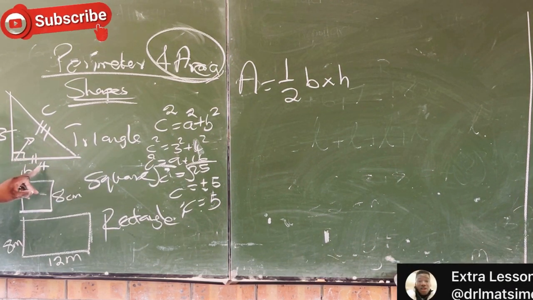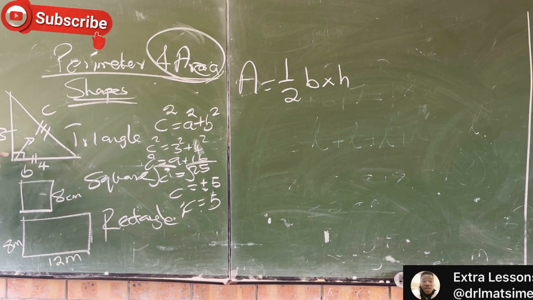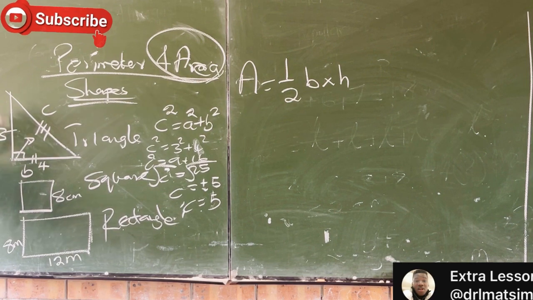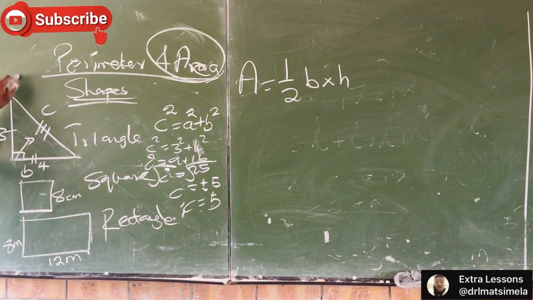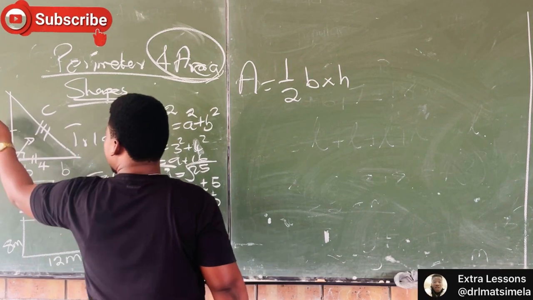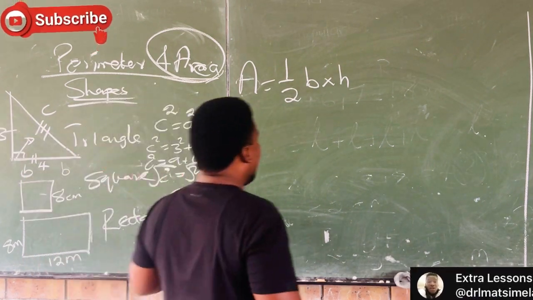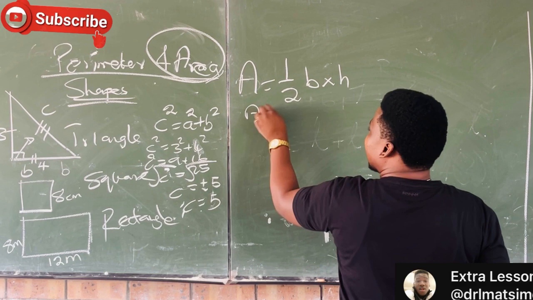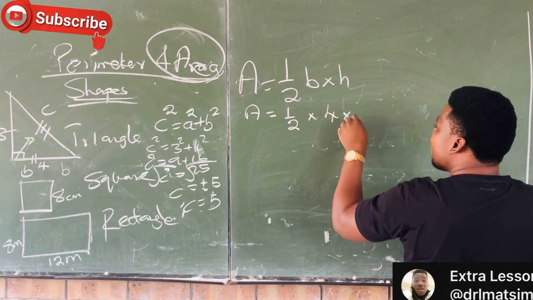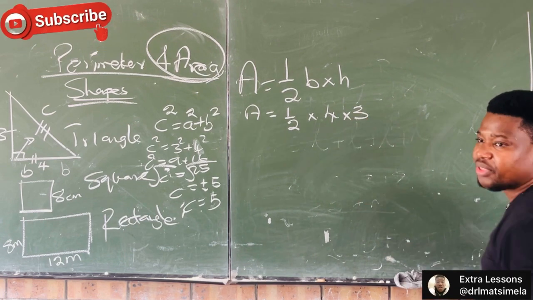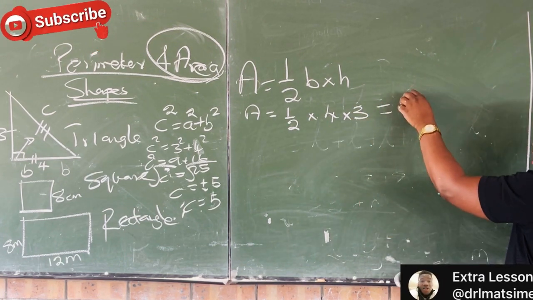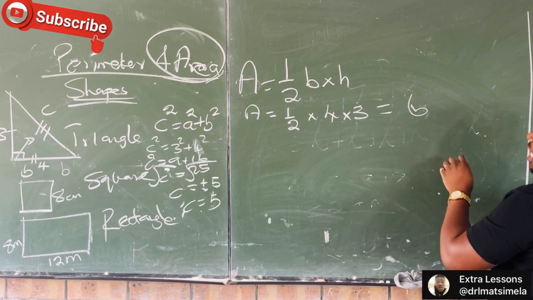And the base is 4. The other side, going up from the 90 degrees, becomes my height. Are we clear? So this one becomes the base and this one becomes the height. Then my area of the triangle will be 1 over 2 multiplied by the base, which is 4, multiplied by the height, which is 3. Then the area of this triangle will be 6.